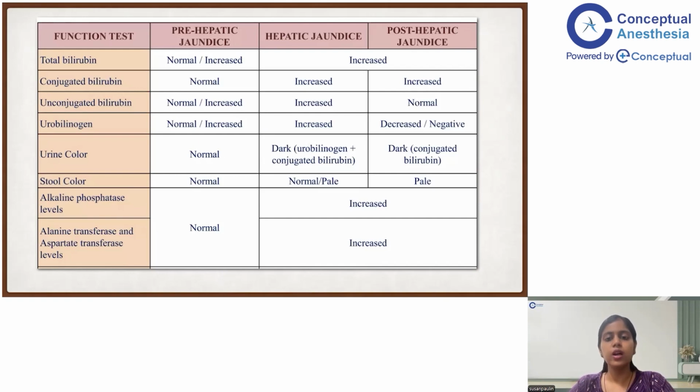Urine color, again, a dark urine color will be seen in hepatic and post-hepatic because of the presence of urobilinogen and conjugated bilirubin in urine. And stool color will be pale in post-hepatic jaundice, and it might be pale or normal in hepatic, whereas in prehepatic it will be normal in color. Then comes your enzymes, which will help us in further diagnosis. I will discuss about it in the next slides.